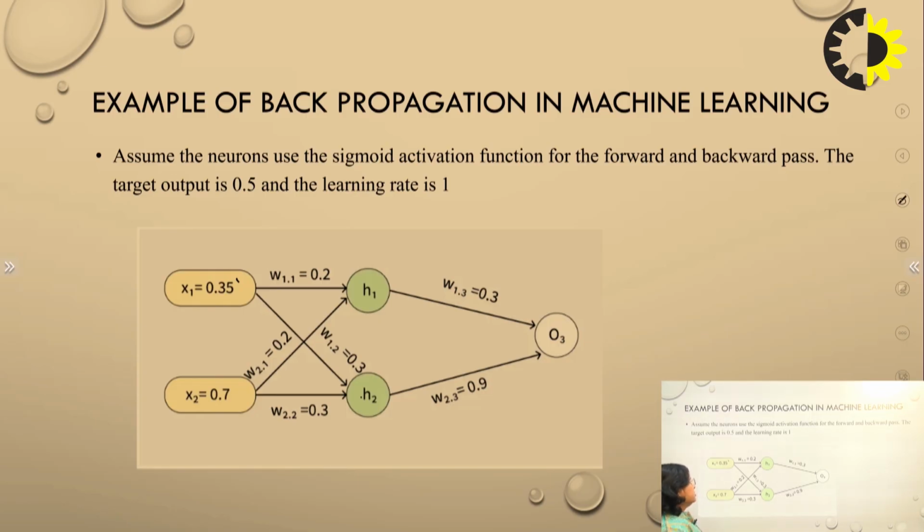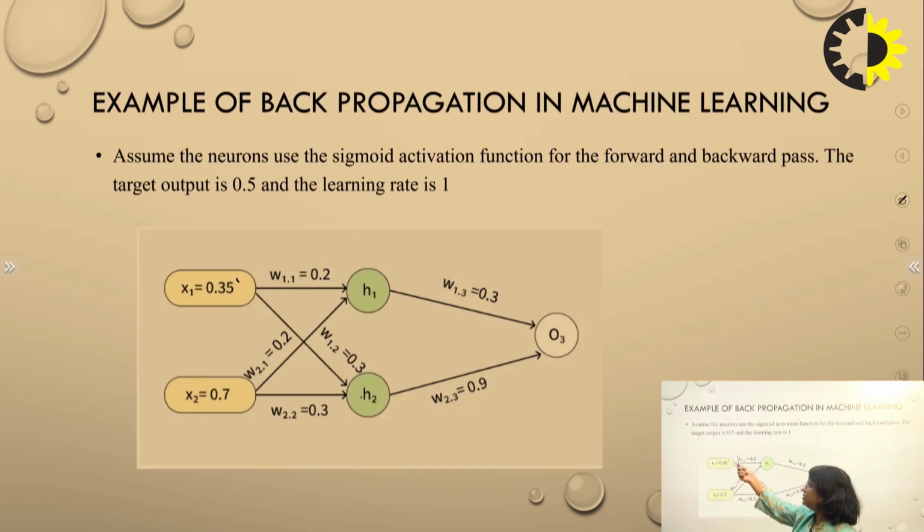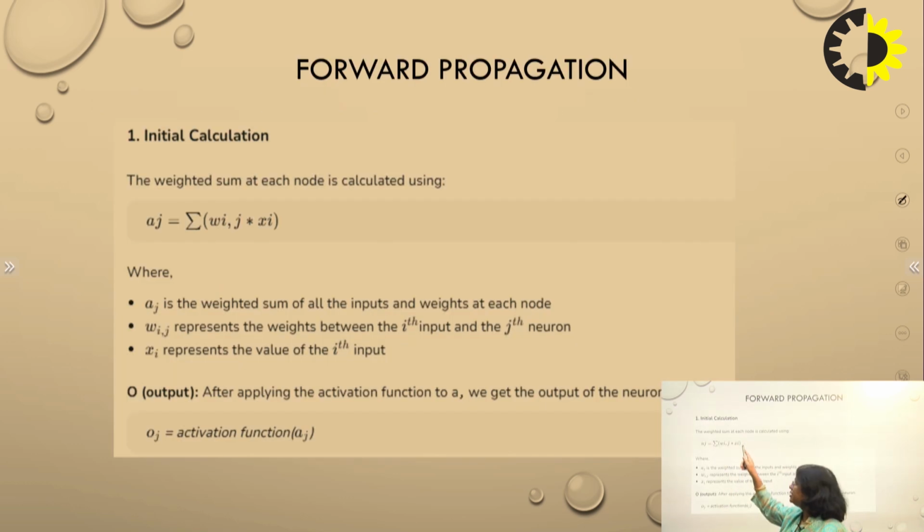So all the connections to the h1 node have the weight 0.2, and all the connections to the h2 node have 0.3. Now we will calculate the updated weights so that the MSE can be minimized. The first step is the initial calculation, done by calculating the weighted sum at each node. So this formula is there. We have not provided any bias here, so the b term is missing.